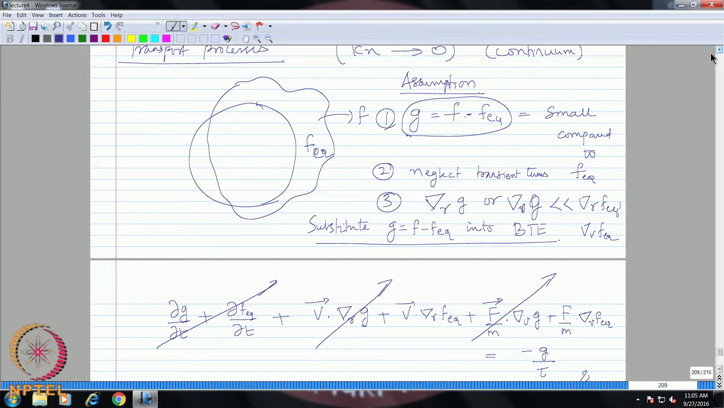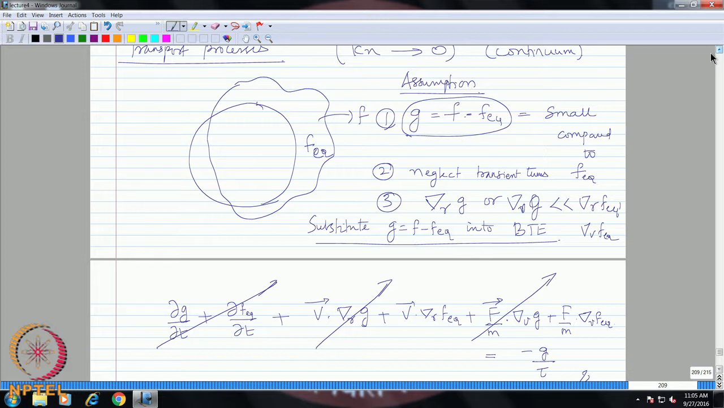Okay. So, therefore, when you are looking at continuum, you can safely make this assumption that f minus f naught is quite small, and we are calling this by another distribution function g, which measures the deviation from the equilibrium, and we assume that this is small compared to f equilibrium itself. Apart from that, we also have to make sure the gradients or derivatives of g in whatever spatial direction or momentum plane should be smaller compared to the corresponding derivatives of the equilibrium distribution function.